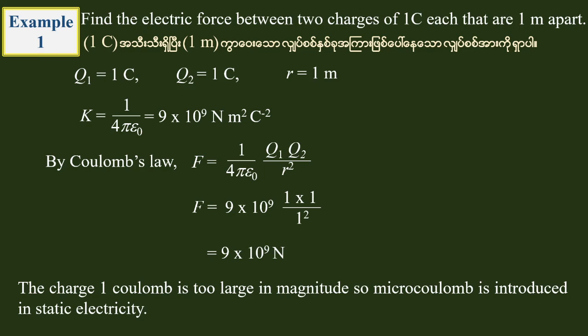The electric force between the charges, in a standard medium, vacuum, uses 1 by 4 pi epsilon naught that is equal to 9 × 10^9 Newton meter square per coulomb square.